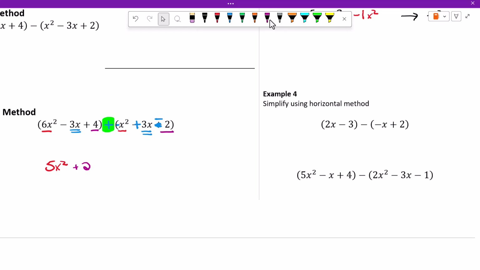Because on the test, I'm not going to say do it horizontally. I can do it vertically. Just do whatever works. Right? Change this to a plus, right? To the right, change this to the opposite.